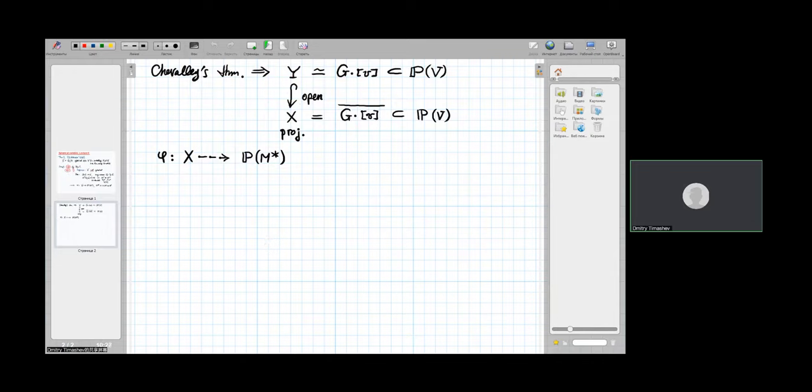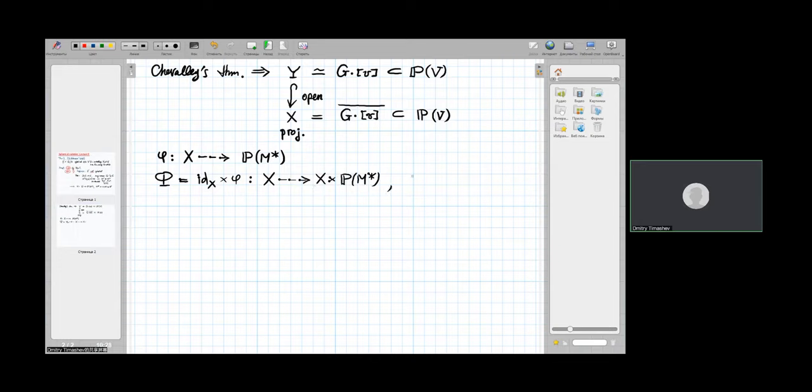Now let's consider the diagonal map. Let me denote it by big phi. Big phi is the product of two maps: the identity map on X and the map phi which I considered before, small phi. This is again a rational map from X to the direct product of X with this projective space P of M dual. So we have the identity map on the first factor and phi on the second factor.